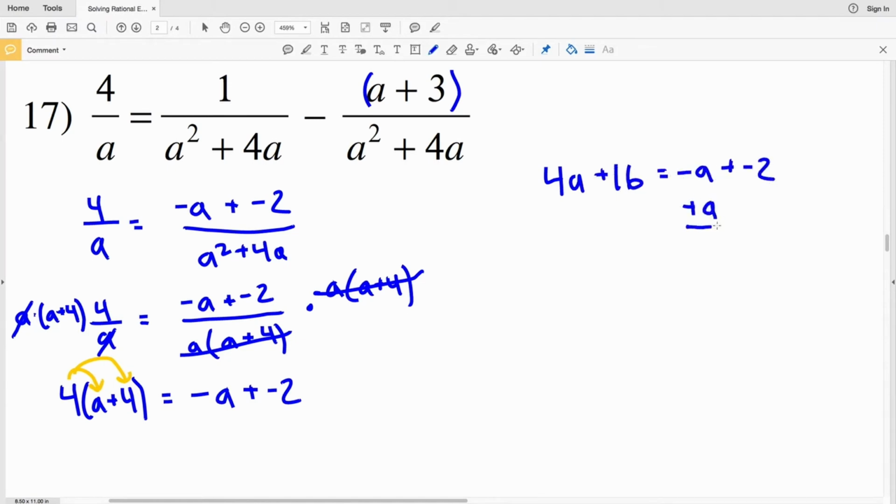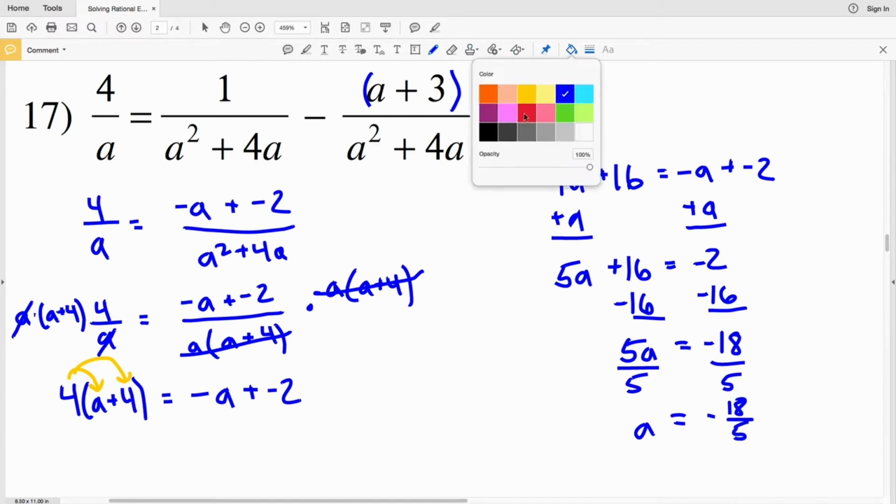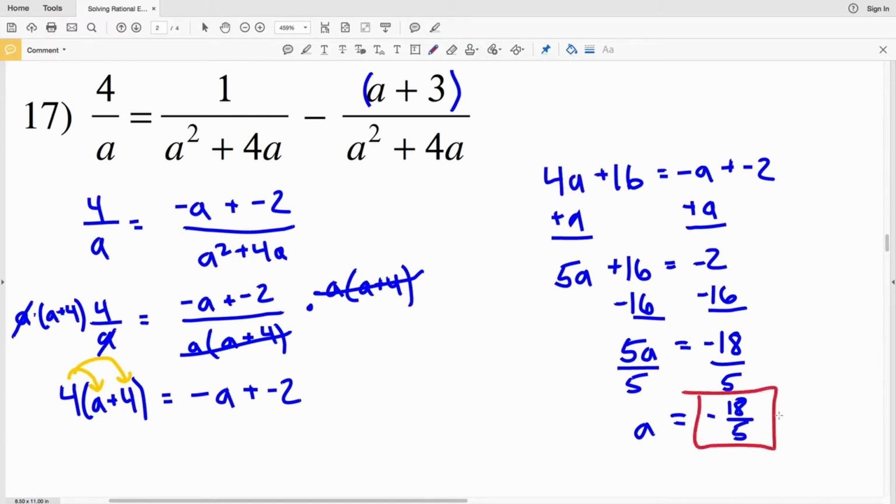I'm going to add a to both sides to get 5a plus 16 equals negative 2, and then I'm going to subtract 16 from both sides to get that 5a equals negative 18. Then my final step is to divide both sides by 5. That will leave me with a equal to negative 18 fifths. And that's the solution for number 17, negative 18 fifths.